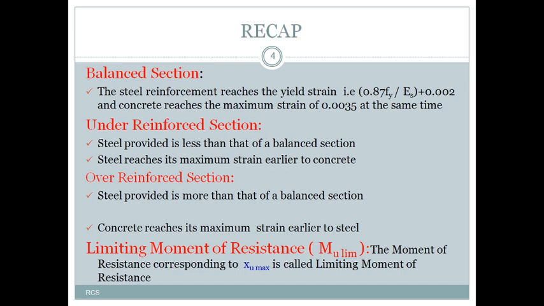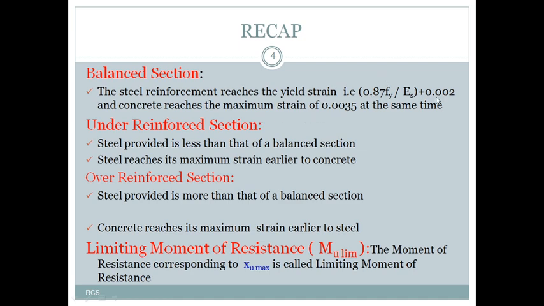Right. And we have also defined the different types of section based on their failure modes. These are basically three types: a balanced section, an under reinforced section, and an over reinforced section. So what is the definition of a balanced section? Here the definition of a balanced section is that the steel reinforcement reaches the yield strain, that is 0.87 Fy by Es plus 0.002, and concrete reaches the maximum strain of 0.0035 at the same time.